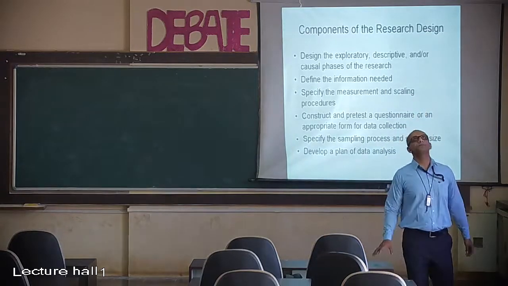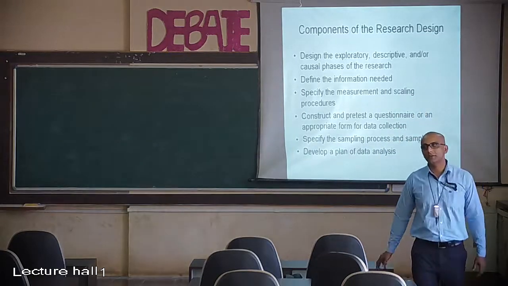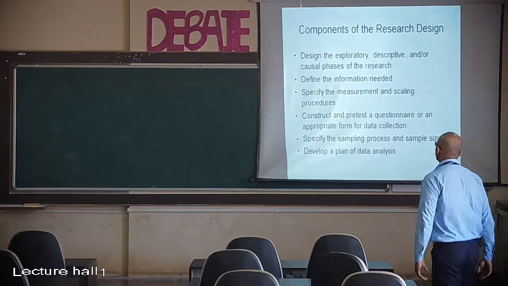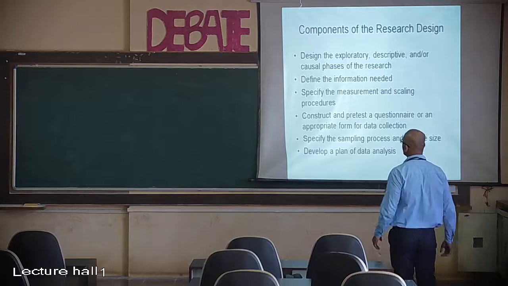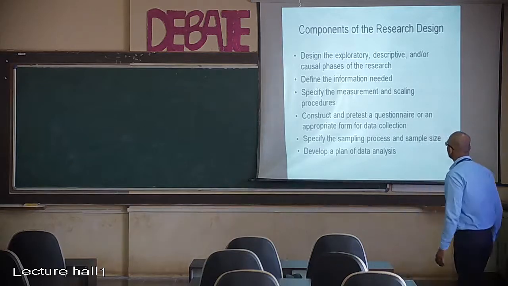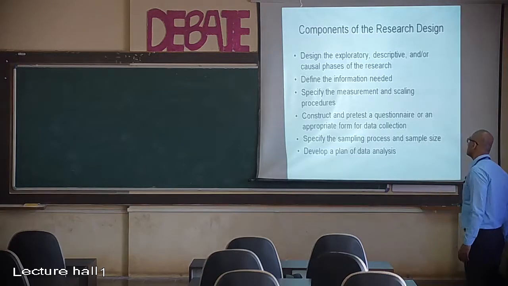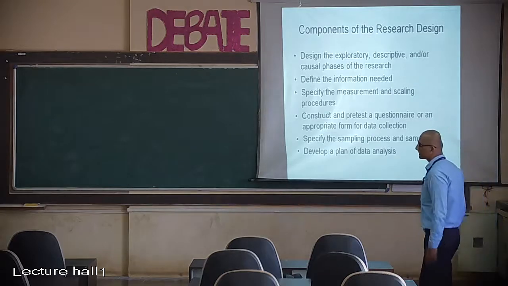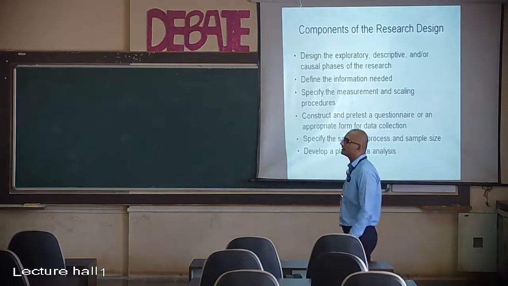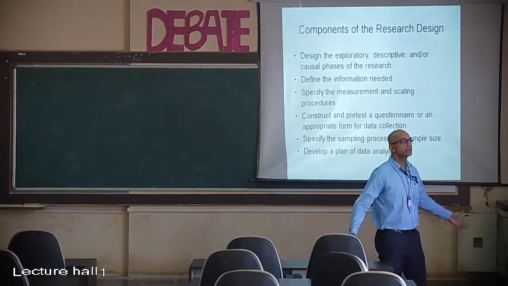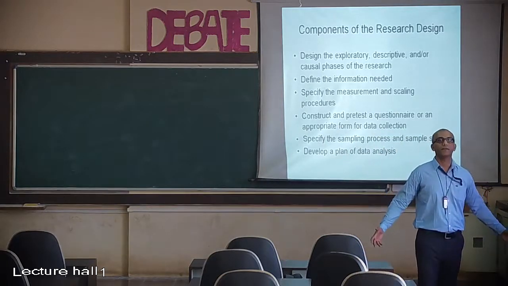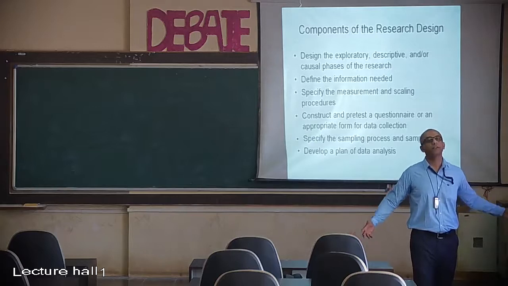Let's try to understand the different components. First, we have to have the design. There are three types of design: the exploratory, descriptive, and causal phases of research. Exploratory means you try to explore things. We don't have concrete evidence of something, and we are trying to explore.